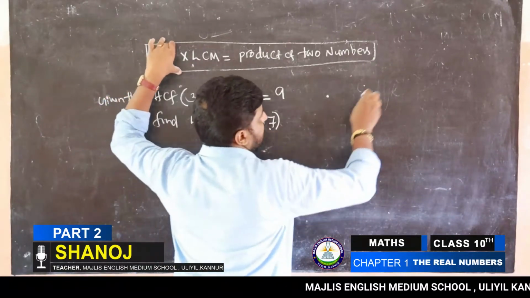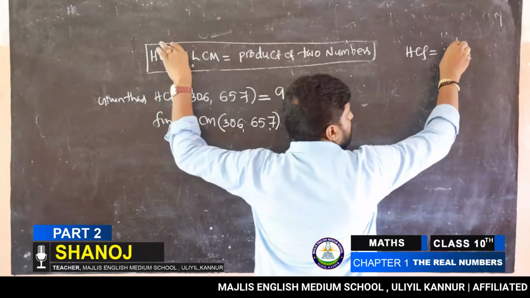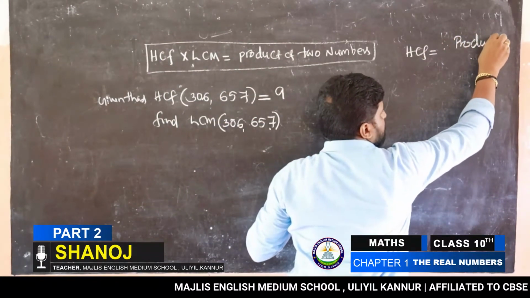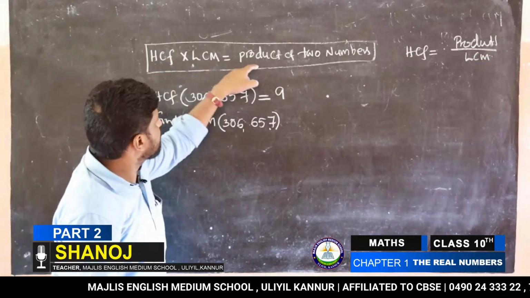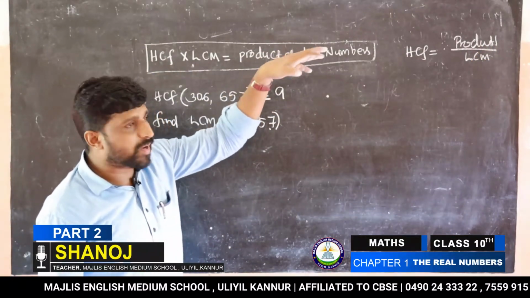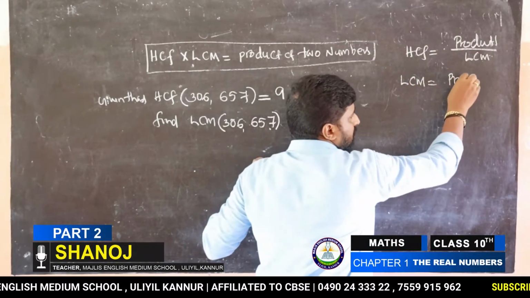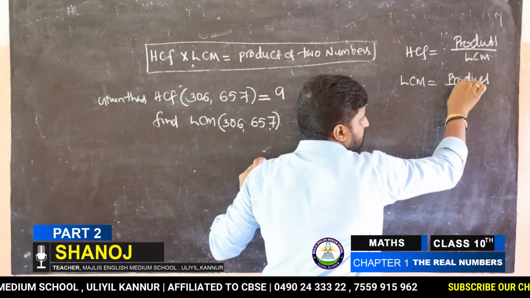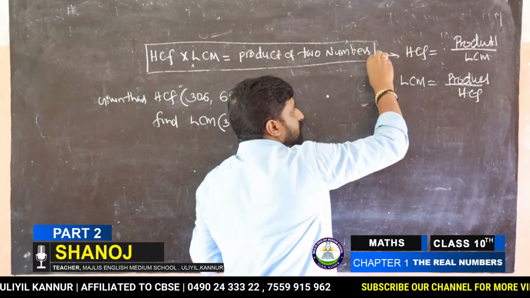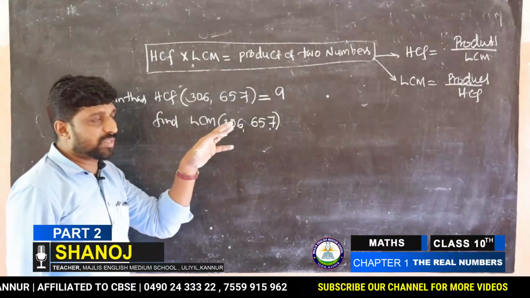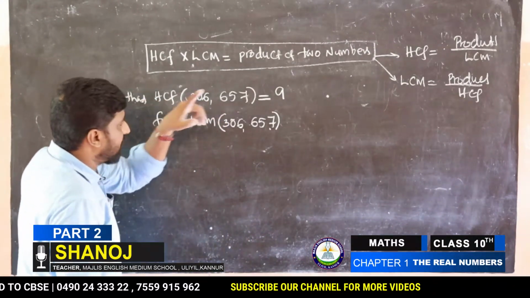From this, HCF can be rewritten. HCF equal to product by LCM. The same way LCM also like that. LCM is equal to product by HCF. From this we can form two more equations like that. HCF is equal to product by LCM. LCM is equal to product by HCF. Okay. By using that result we can use here.